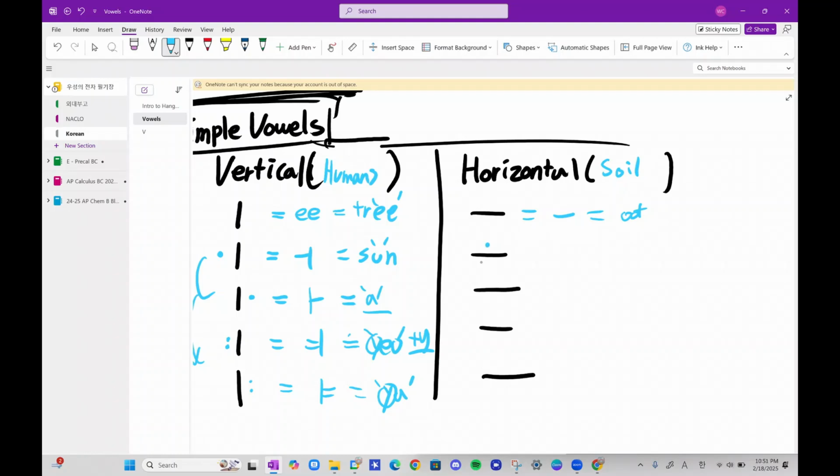Over here, if you add it on top of that, that's o. It's really not the English o sound, but more like make your lips more round, or just like the Spanish o, like this. It's kind of similar. And if you put a dot beneath it, that's u.